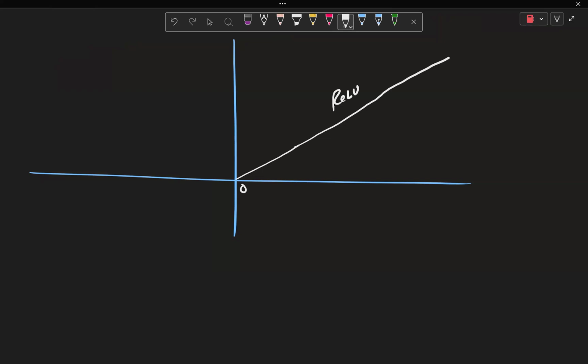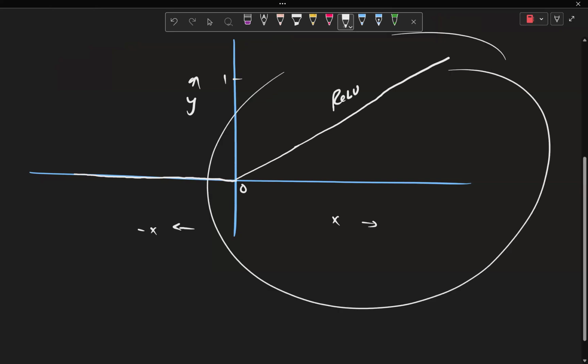ReLU stands for rectified linear unit. See guys, on the positive side, if your x is increasing, your y is also increasing, right? If you check here, if your x is increasing, your y will also increase. So on this side you don't have a problem of vanishing gradient.